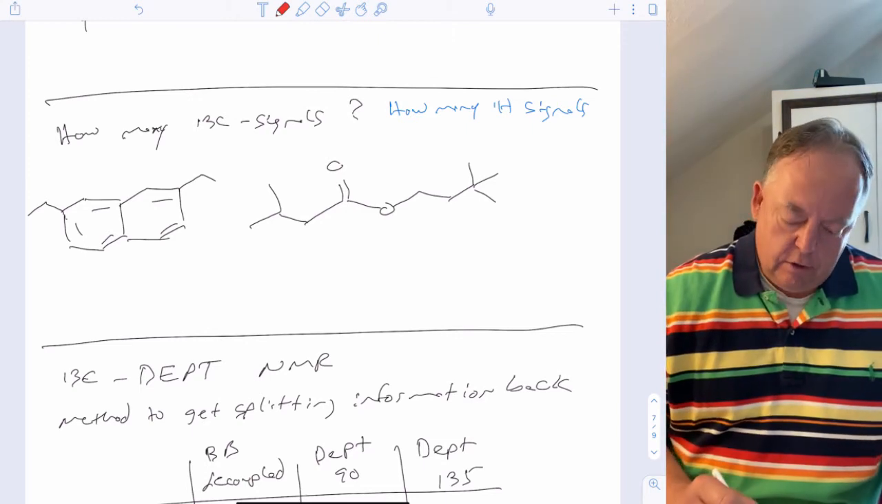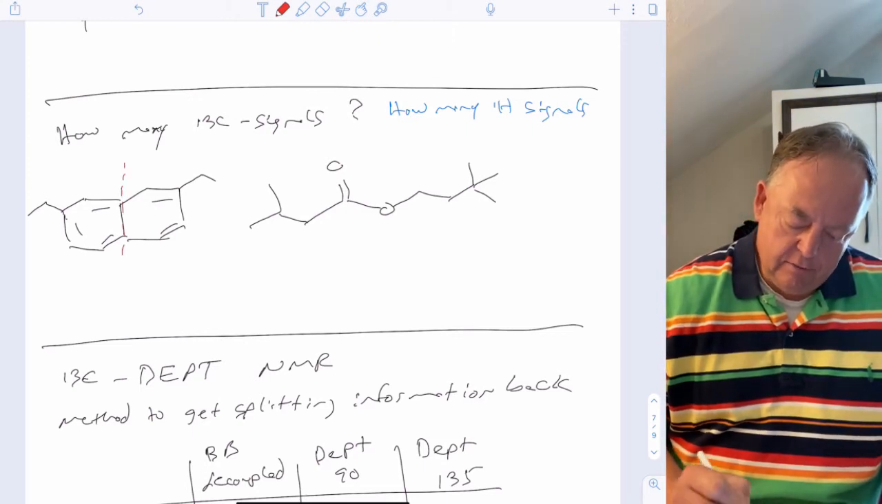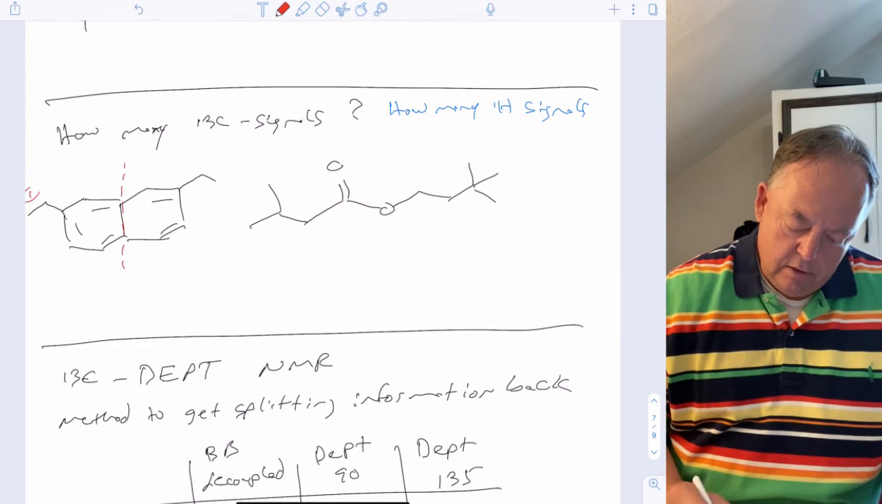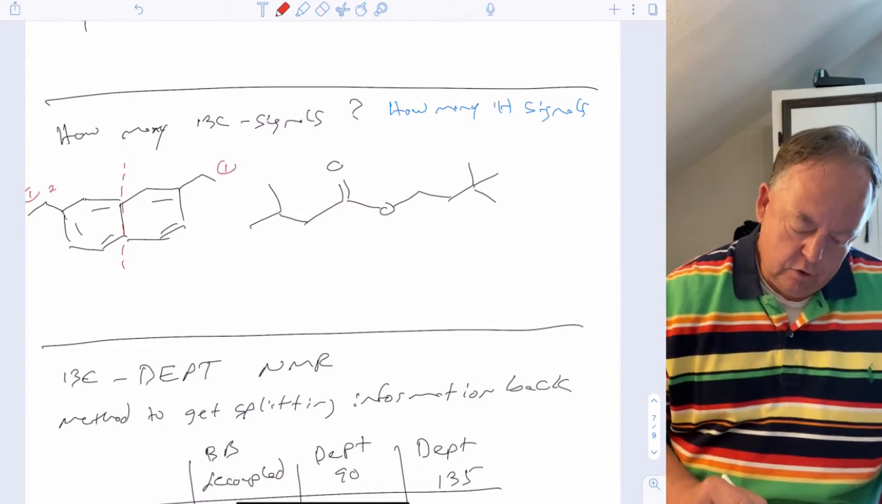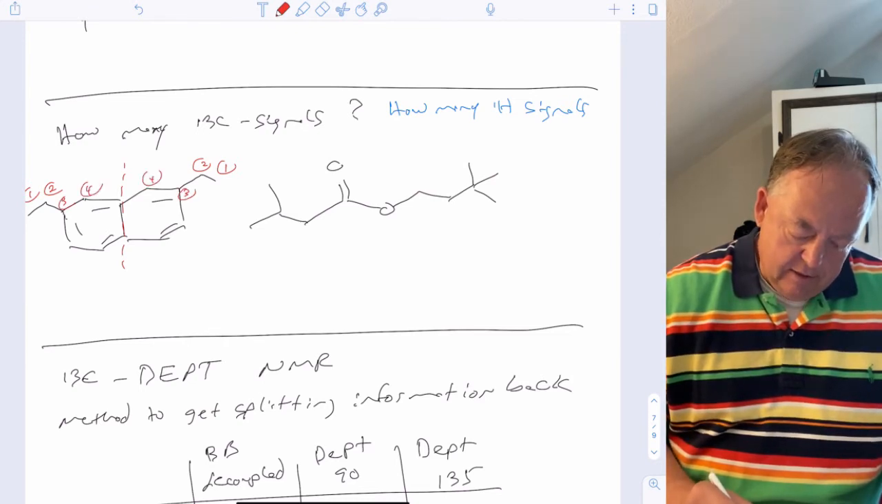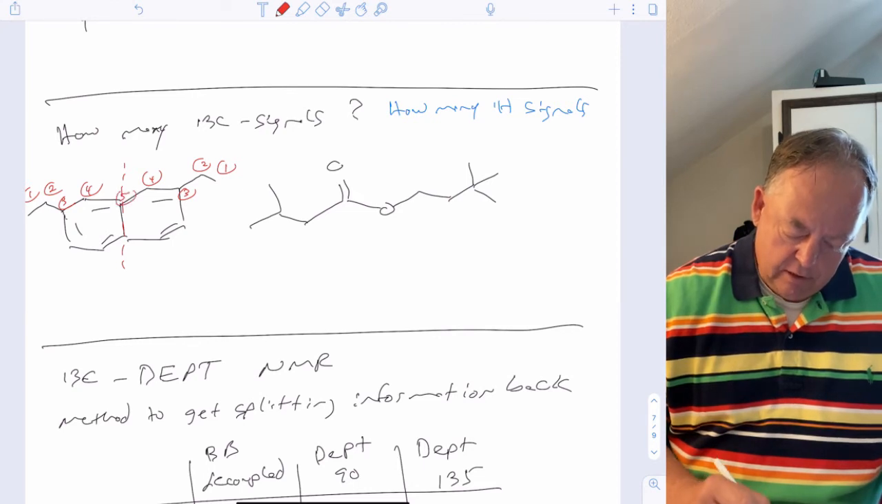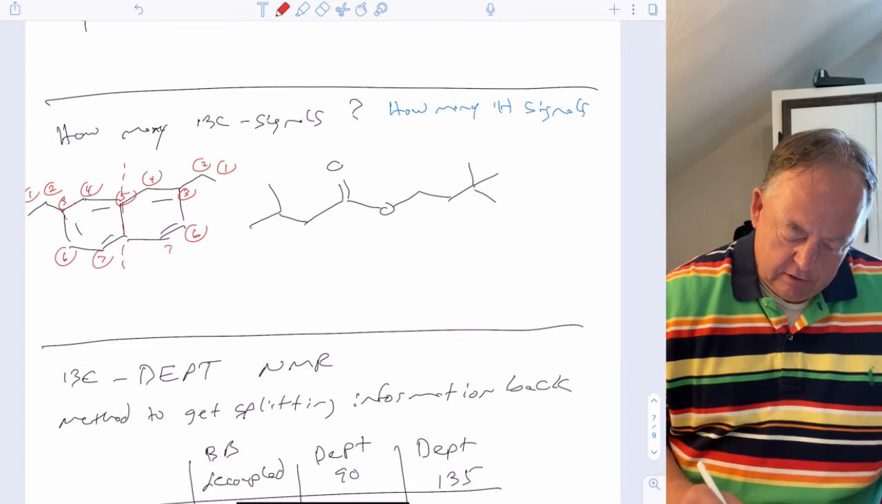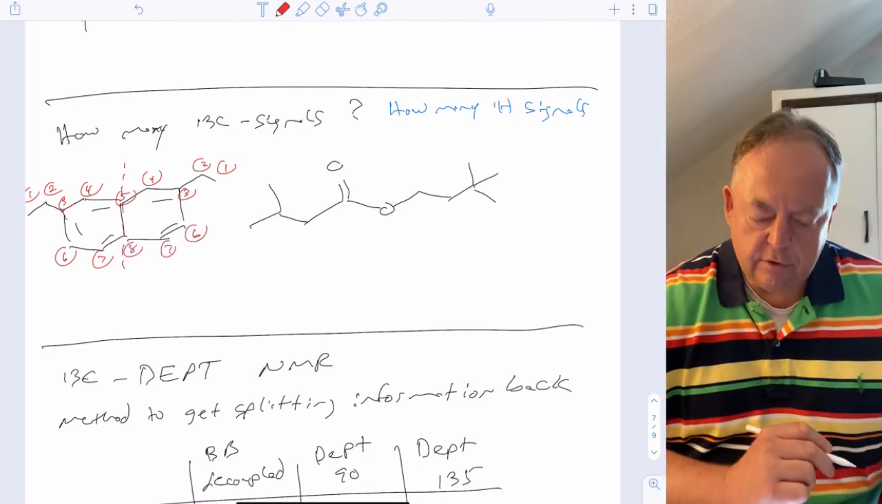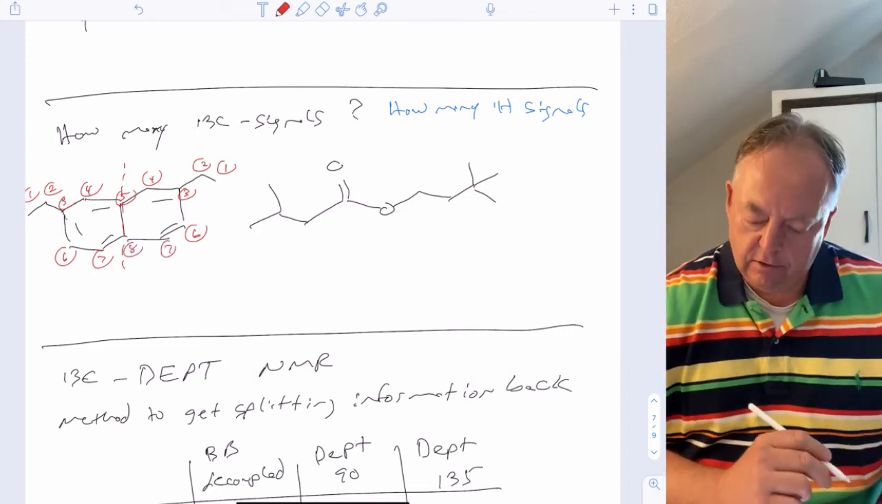And how many different proton signals? So there's a plane of symmetry here. So 1 would be the same as that, 2 would be the same as that, 3 would be the same as that, 4 would be the same as that, and 5 would be that carbon, and then this carbon is the same as that, that's the same as that, and then that carbon. So there would be 8 carbon signals in the molecule.